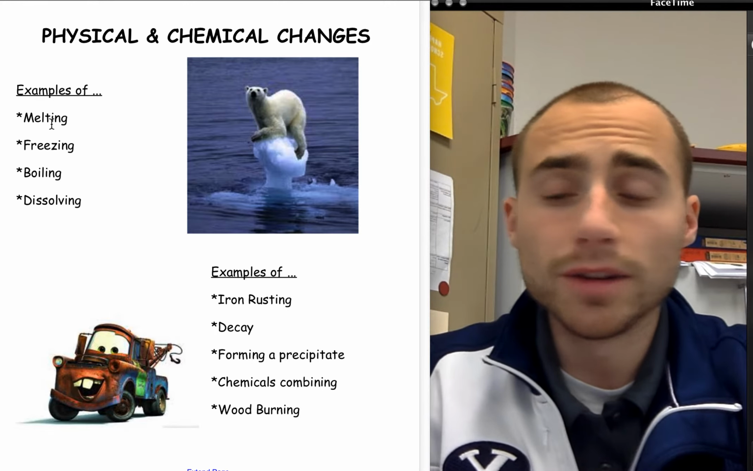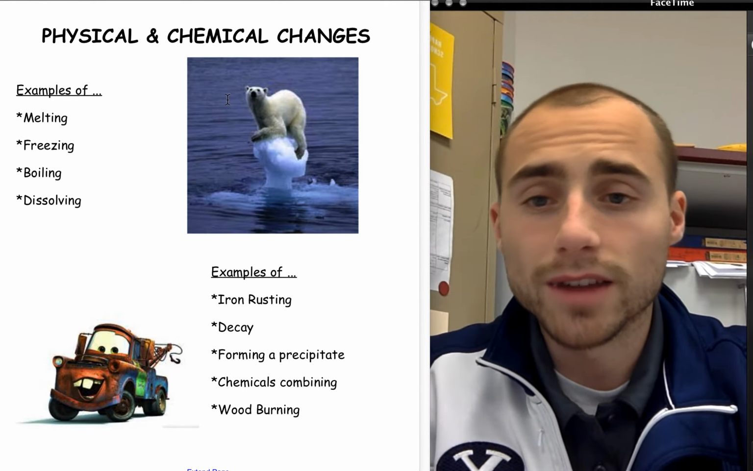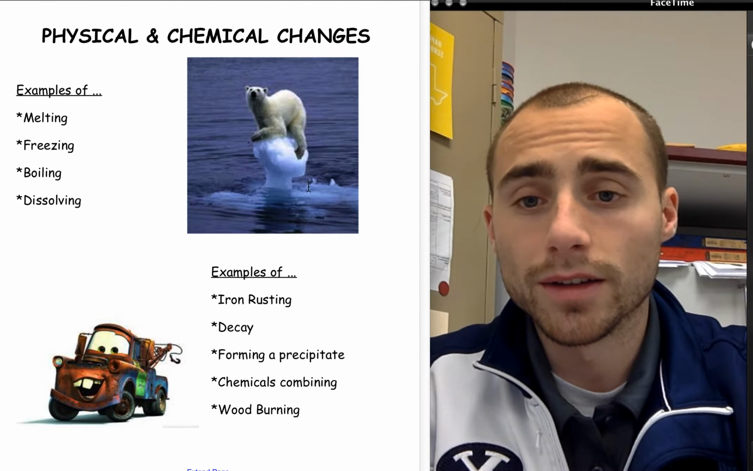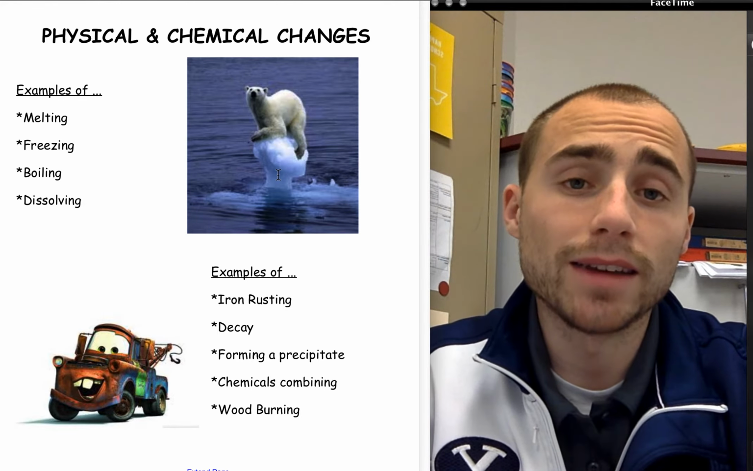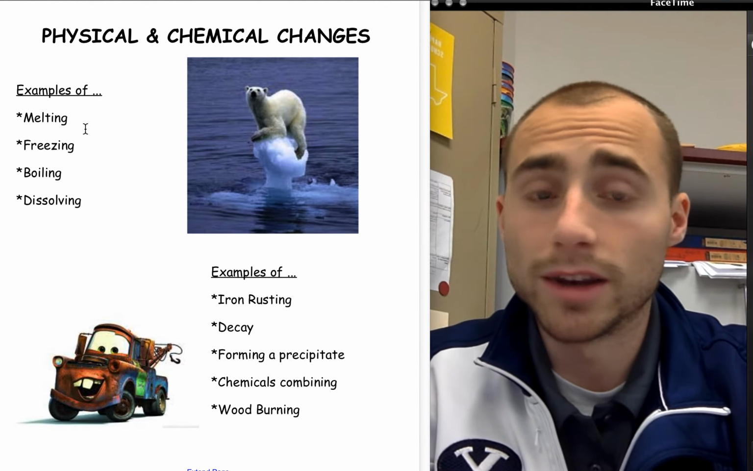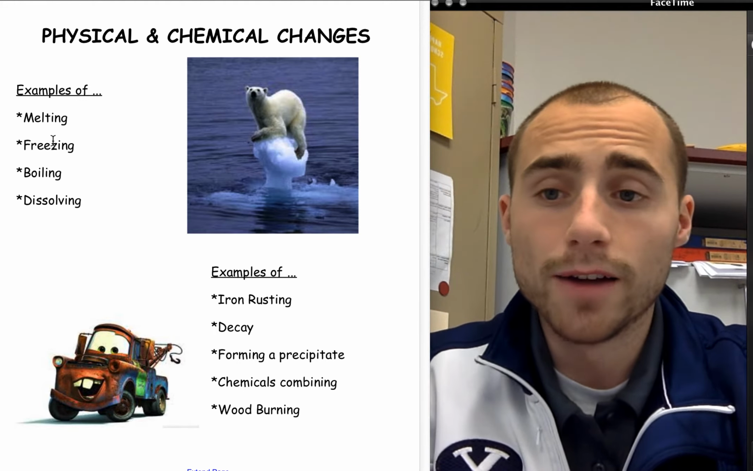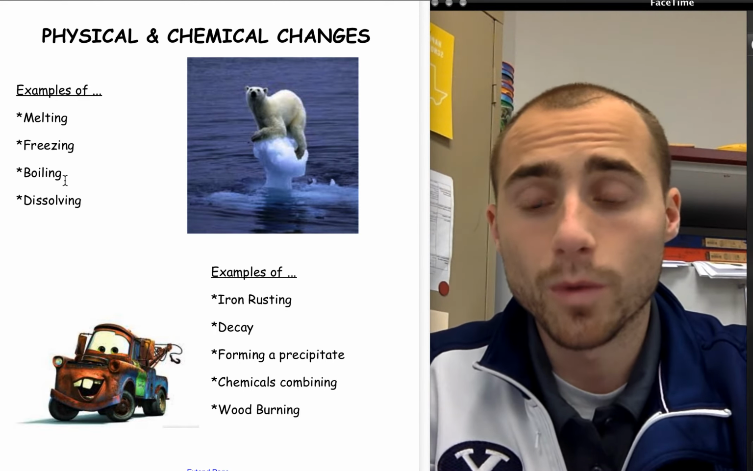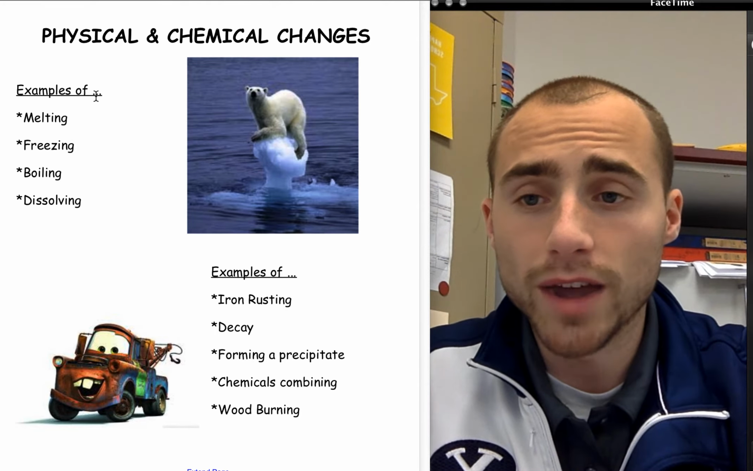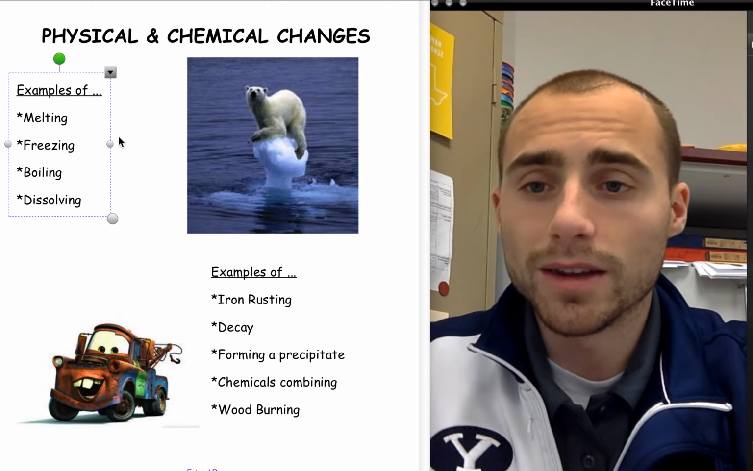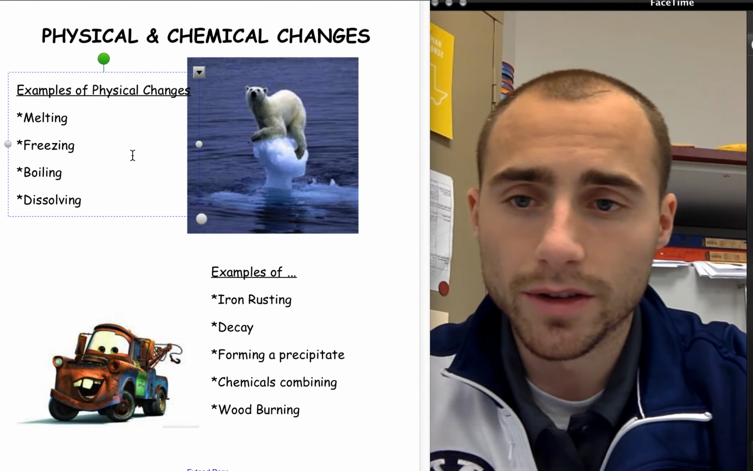This one, we have melting, freezing, boiling, and dissolving. Well, melting, I think of ice, like this poor polar bear here on his piece of ice. You could refreeze it and have the ice again, right? So that's reversible, and no new substance is being formed. It's just changing from frozen water to liquid water. Freezing, liquid water to frozen. And then boiling and dissolving are also both reversible forms of changes. So this one is going to be examples of physical changes.